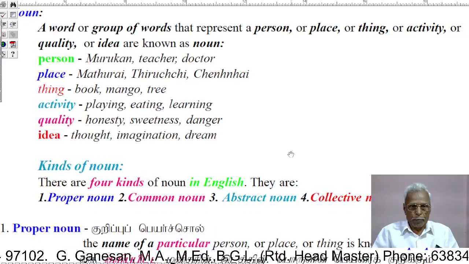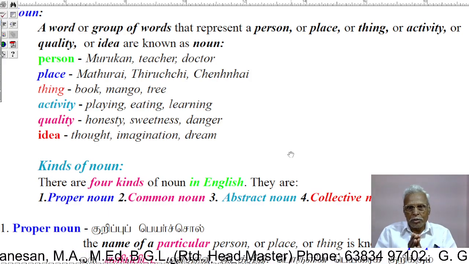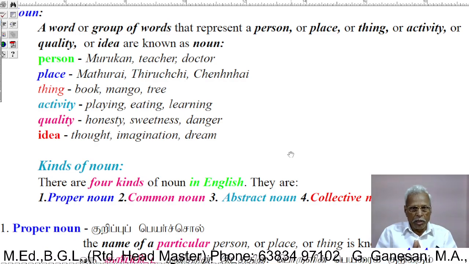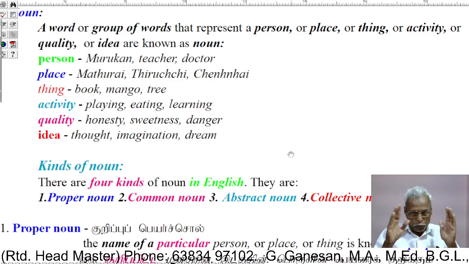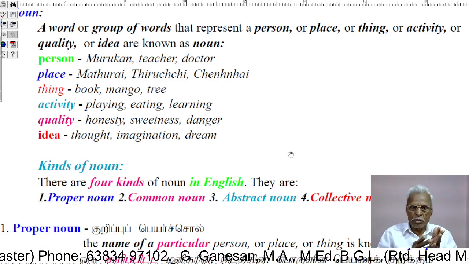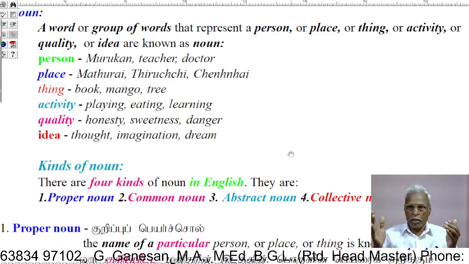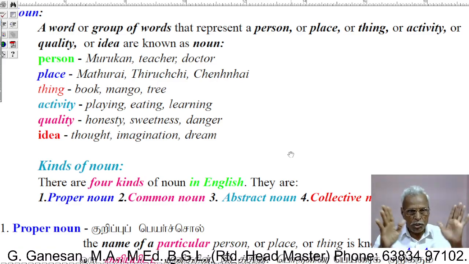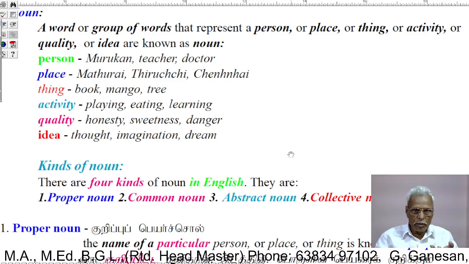What is a noun? A word or group of words that represents a person, a place, a thing, an activity, a quality or an idea is known as a noun. That is, either a single word or a group of words representing a person, a place, a thing, an activity, a quality or an idea is known as a noun. Examples: person, Murugan, teacher, doctor.